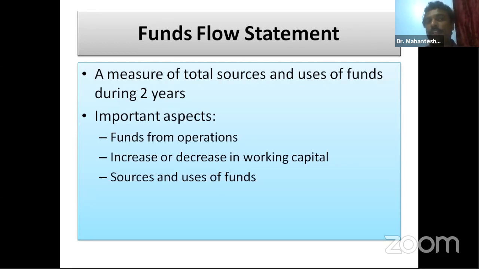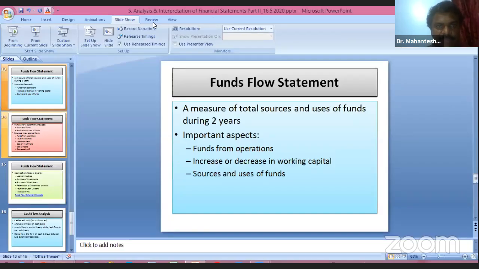So as of now you understand the fund flow statement includes two important things: one is the sources of funds, another one is the uses or utilization or application of the funds. Next, important aspects in a funds flow statement: funds from operations is one important aspect, increase or decrease in the working capital is another important aspect, then the sources and uses or application of the funds. Let us understand these one by one.